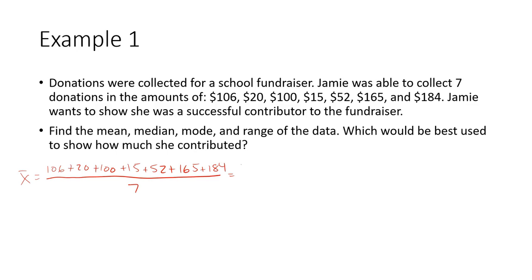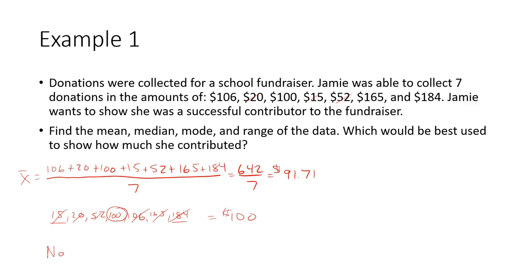And we get 642 divided by 7, which is 91.71. The median, if we just list the values in order, 15, 20, 52, 100, 106, 165, and 184. Well, now that they're in order, if we just cross them out until we get to the middle, the value in the middle here is 100. And so the median is $100.